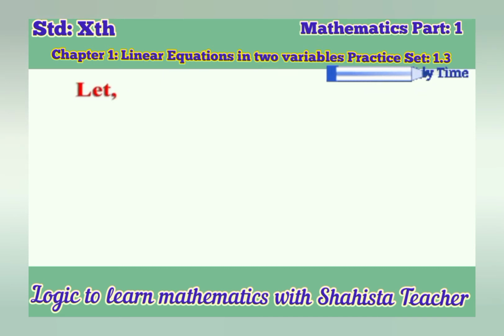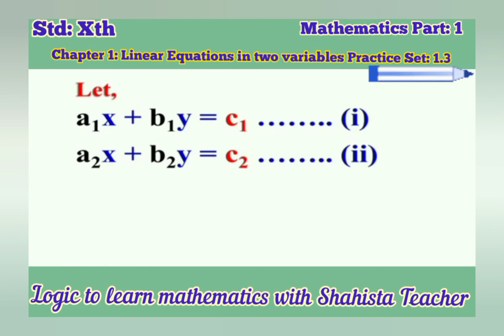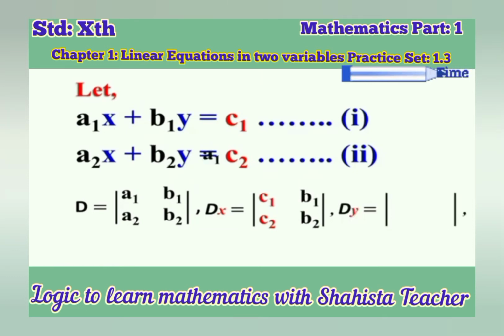Okay, x and y are the variables. Let a1x plus b1y equal c1 be equation 1, and a2x plus b2y equal c2 be equation 2. Now the determinant D is equal to |a1 b1; a2 b2|. Then Dx is equal to |c1 b1; c2 b2|. Now Dy is equal to |a1 c1; a2 c2|.